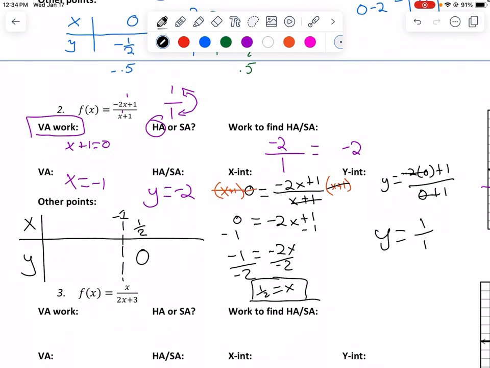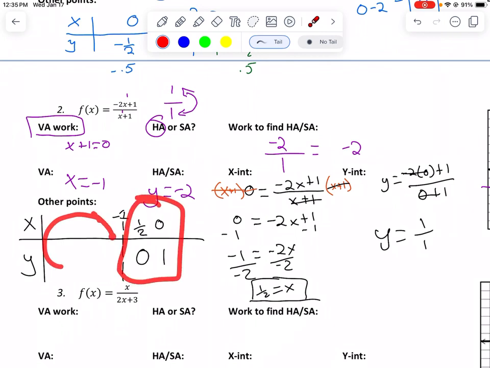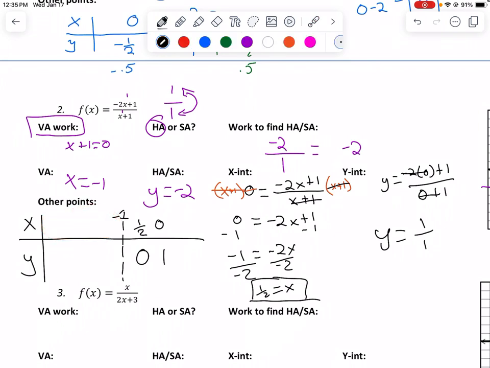So when x was 0, and 0 is going to be on this side of negative 1. So 0, we got 1 over 1. I have 2 points on this side, which is great, but I'm missing 2 points on this other side. So I'm going to pick 2 numbers smaller. I'm just going to go in order. So I'm going to say negative 2 and negative 3.